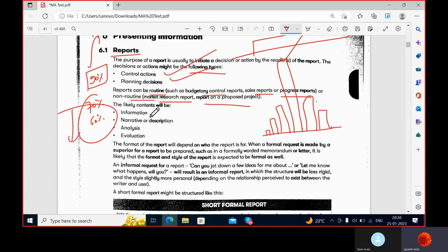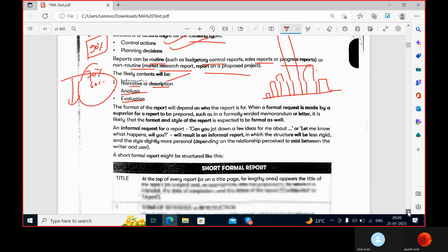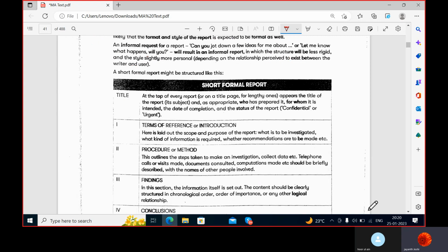The likely contents of a report will be information, some narration or description, analysis and evaluation. Of course the report will give you information, because it is prepared for that purpose. Some narration or description will be there if required, and a report will always be based upon some analysis, which is thorough research. That means raw data is processed and becomes information, correct? And some evaluation they will do. You know what these words mean, correct?